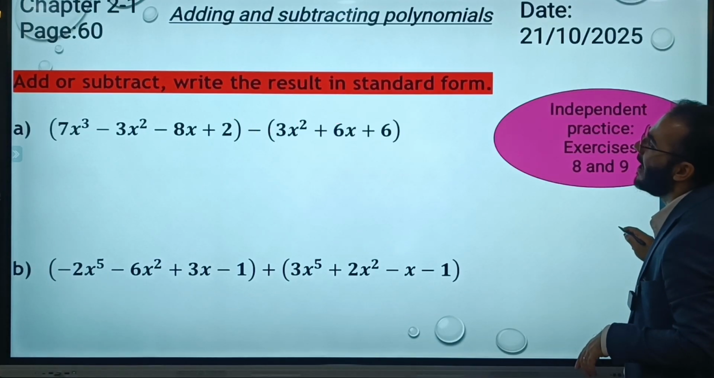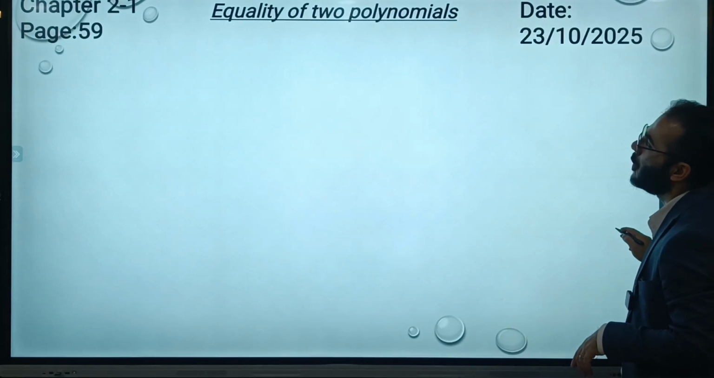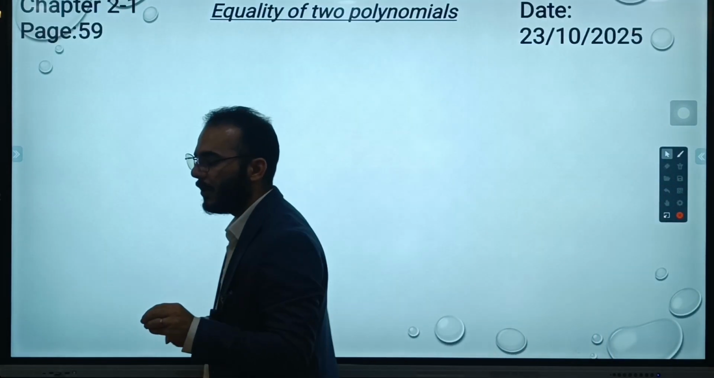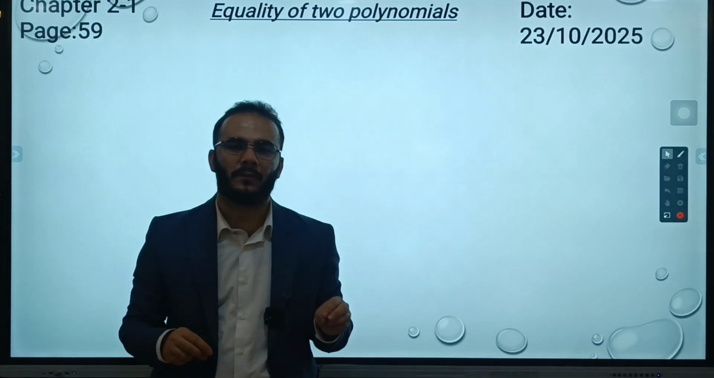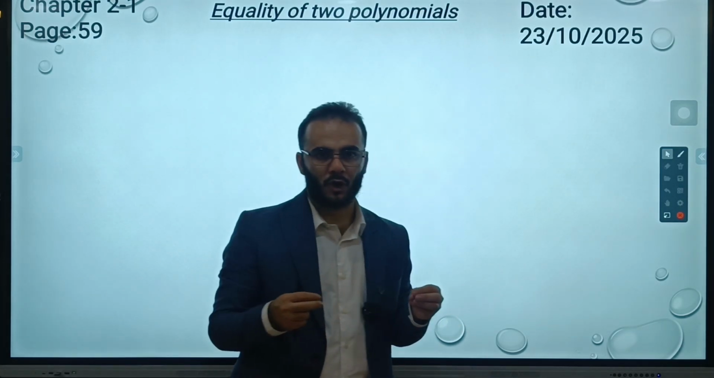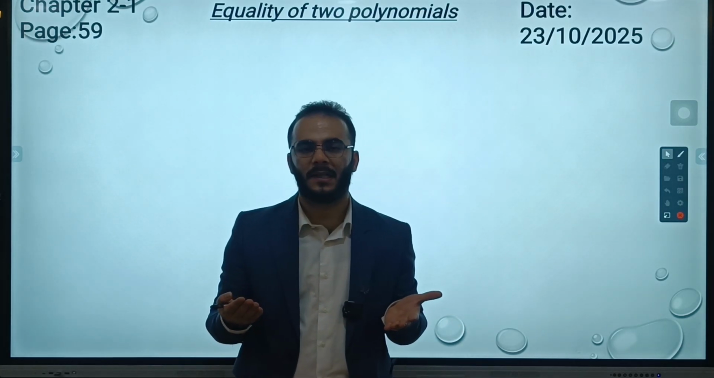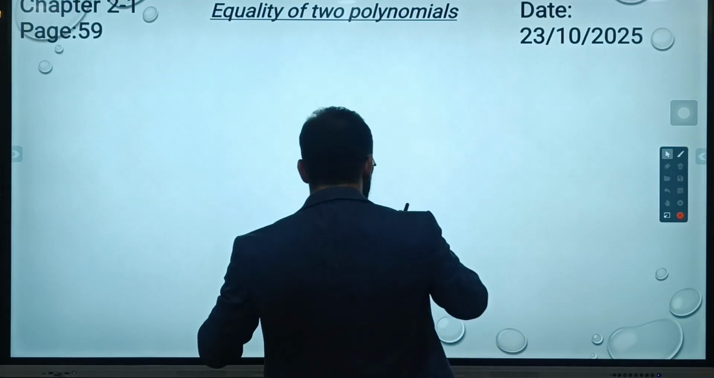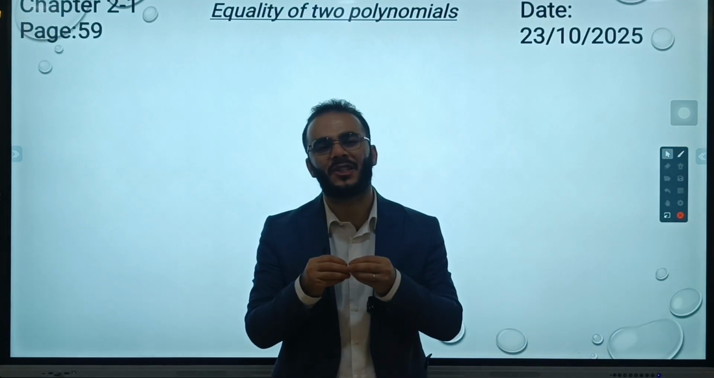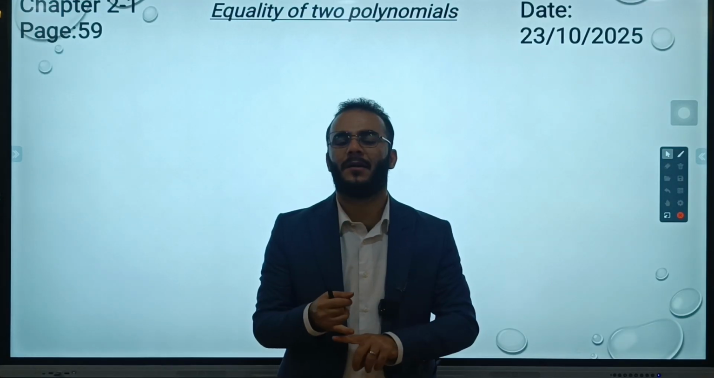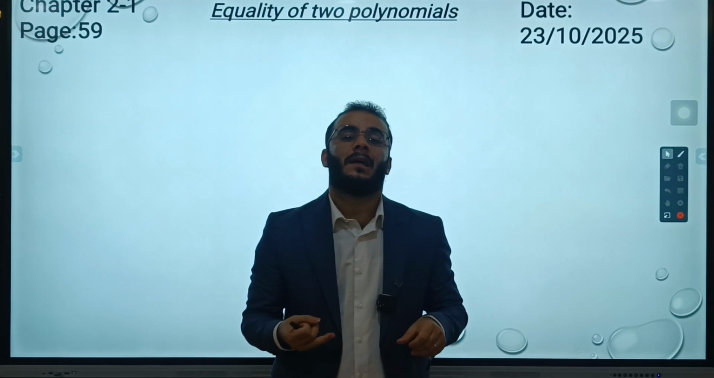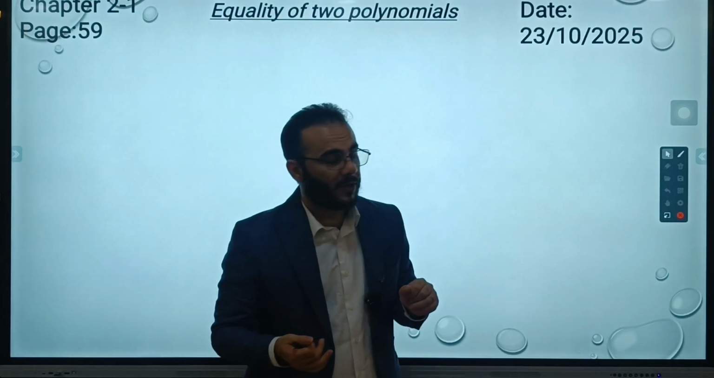which is equality of two polynomials. When are two polynomials going to be equal? When we say equal, it means we have got two sides, the left side and the right side, and they must be the same in terms of the variable, in terms of the coefficient of the like terms, and in terms of the exponent as well.